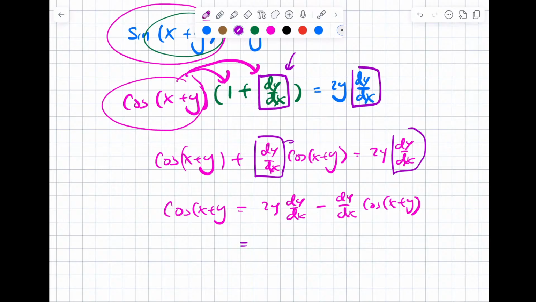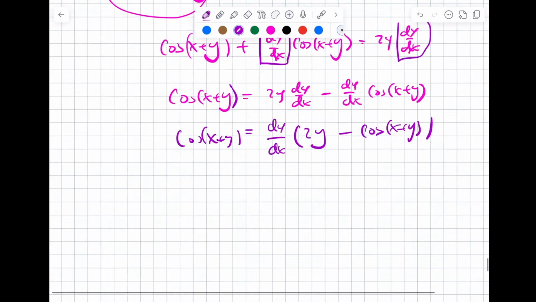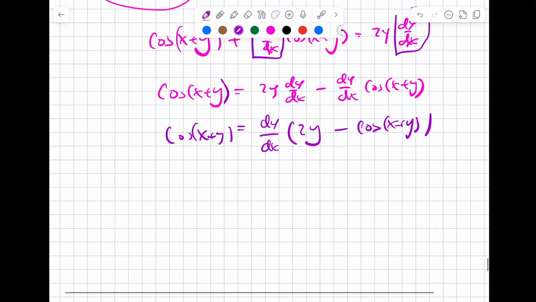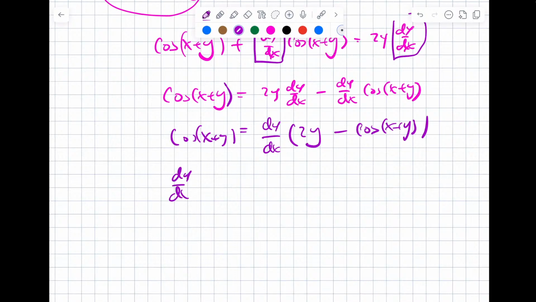Anti-distribute. That's actually a very interesting way to say it. Yeah, I agree with that. Cosine of x plus y. Factoring. Okay, so dy/dx is equal to cosine of (x plus y) divided by 2y minus cosine of (x plus y).